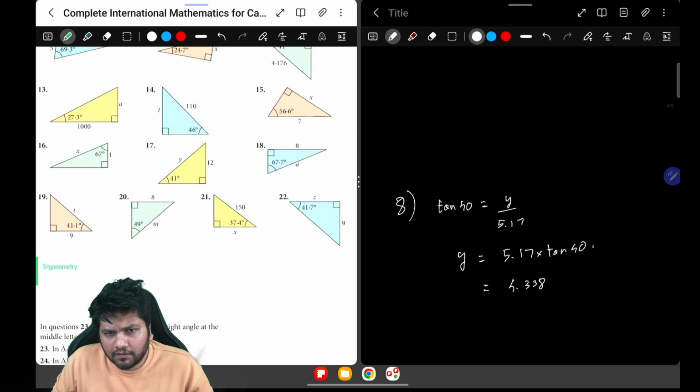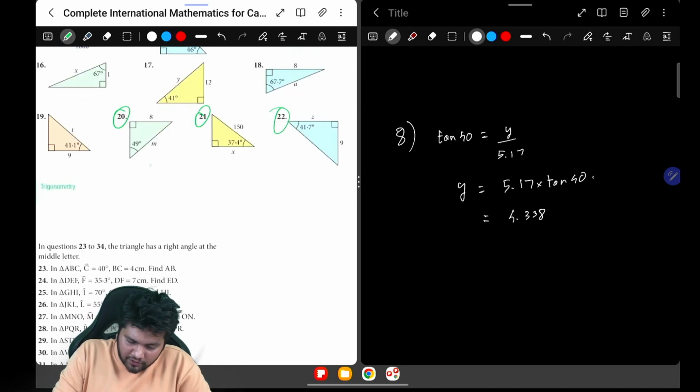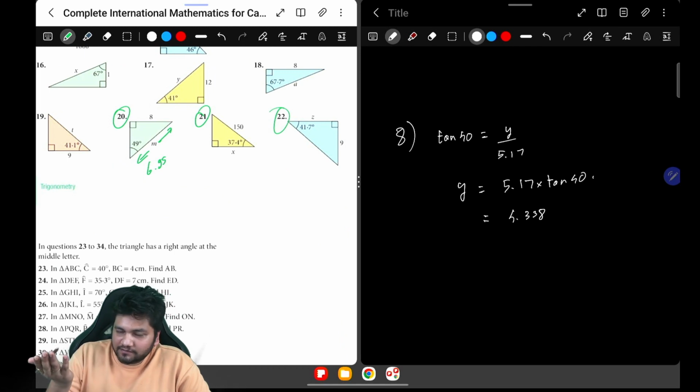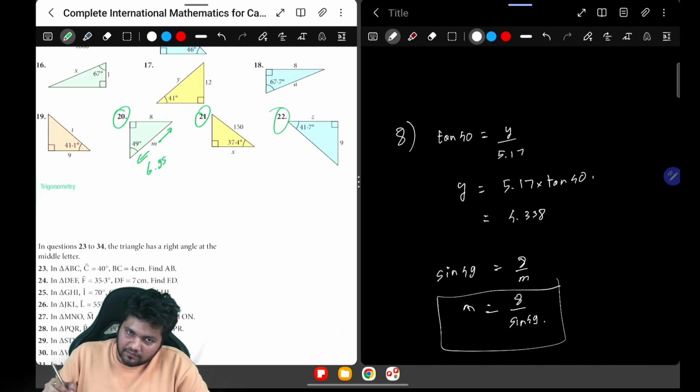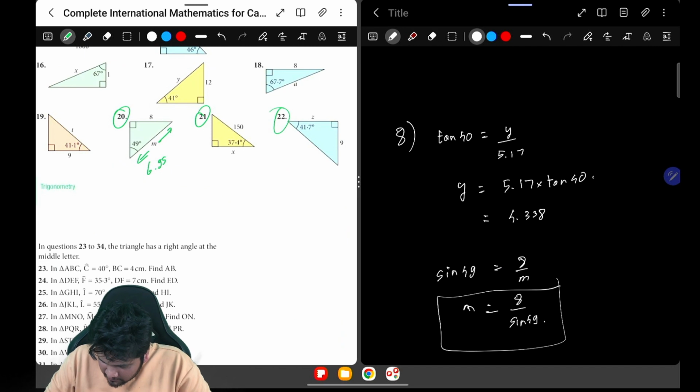So mine will come by the way. Yes, sir. Zana, you got what? You got 6.95 for this, right? But logically, m is the hypotenuse, m is the longest side, so obviously it has to be greater than 8, right? So that's why you must have made a mistake. So now again do it. So sine 49 is going to be opposite 8 by m. So m is actually 8 by sine 49. You must have multiplied. Sir, I got the adjacent instead of the hypotenuse. Exactly.